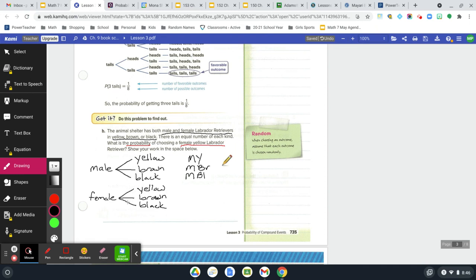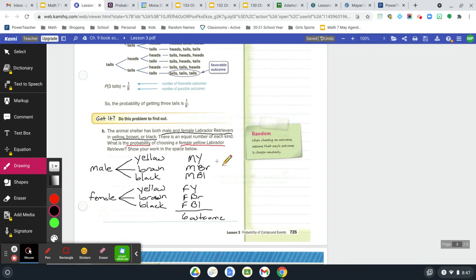Females, right? Same thing. Look at the outcomes. You can get a female yellow lab. You can get a female brown lab. And you can also get a female black lab. So another 3 choices for a total of 6. 1, 2, 3, 4, 5, 6. So you have 6 possibilities, 6 outcomes, of the kind of dog you want, the kind of Labrador Retriever that you want.